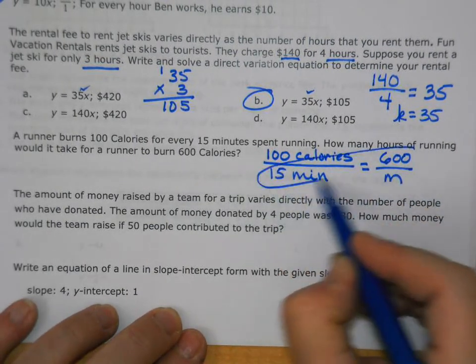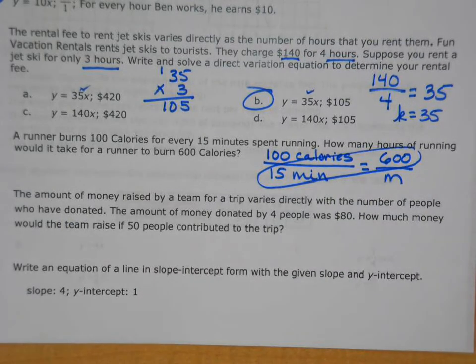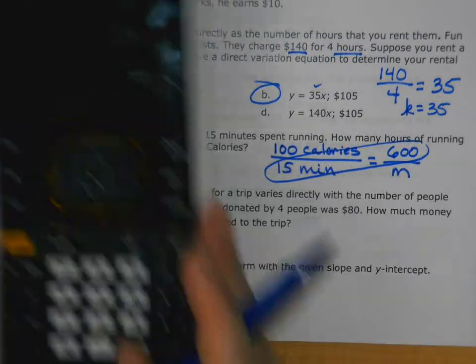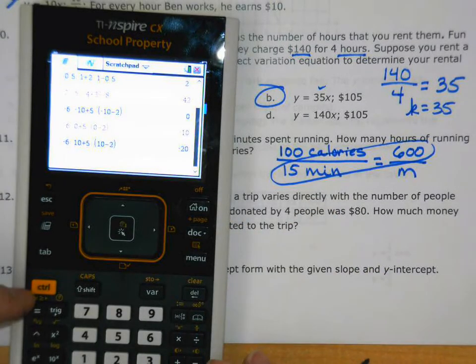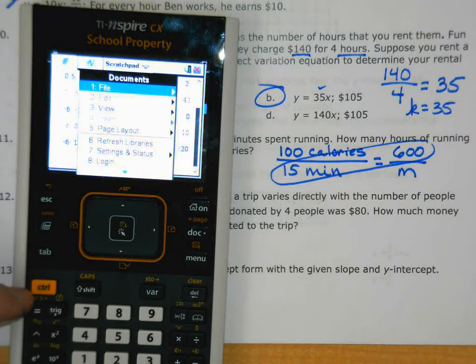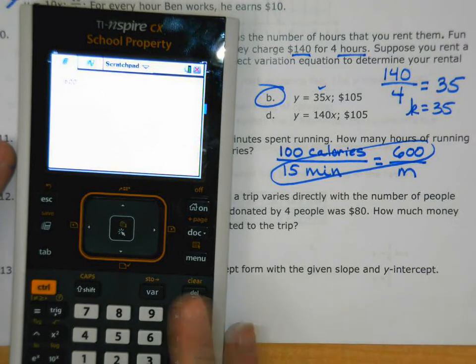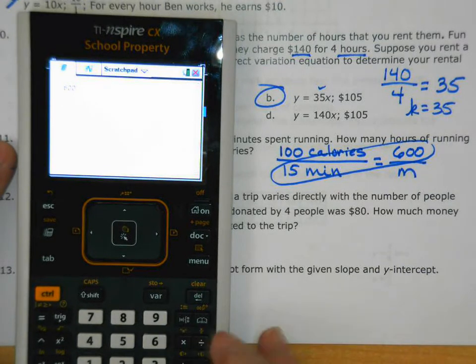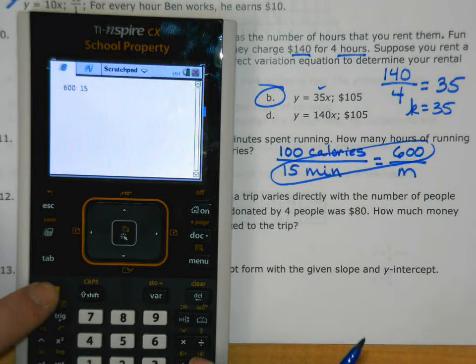or I could just set up the proportion. 600 calories is going to be how many minutes, and then I could multiply across, 600 times 15, and then divide by 100. So I'm just going to do that with my calculator. I'm going to clear this so it doesn't have so much stuff. And it's going to be 600 times 15.